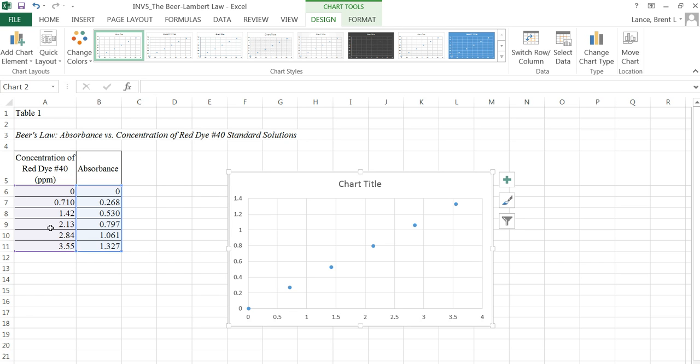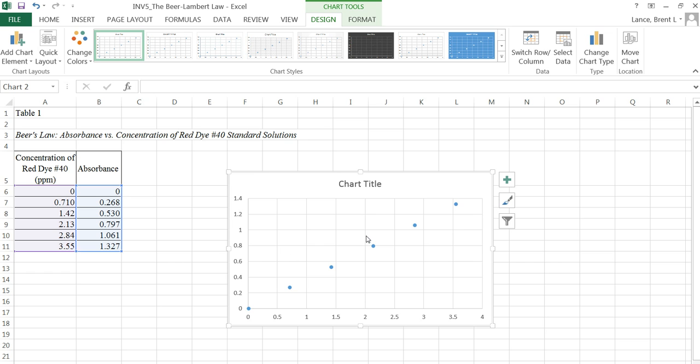Your concentrations probably will not, because you probably made the same concentrations that I did, because that was from the example. But if you didn't, that's fine too. You're going to put your concentrations and your absorbance values. When I do that, I get this graph, and it looks like from 0 parts per million to 3.55 parts per million, I have, in that section at least of the Beer's Law curve, what looks like a linear function, which is pretty good.